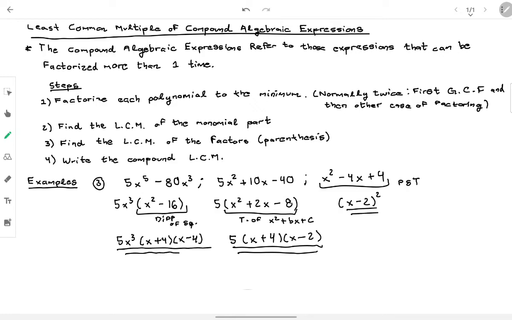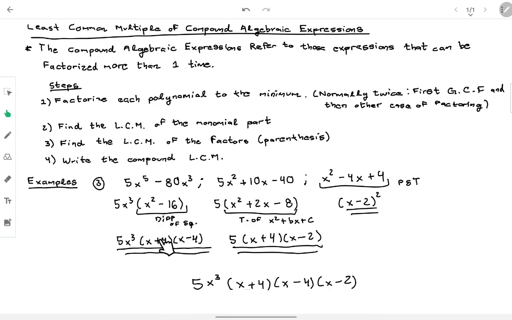So let's see. For the monomial part we have 5, 5, and here we have a 1. So it's going to be a 5. What about the letters? We have in the monomial part x cubed, no letter, no letter. So the monomial part will be 5x cubed. Then we need to write the factors. We have x plus 4, x minus 4, and also x minus 2. Remember, we need to write the highest power of each one.